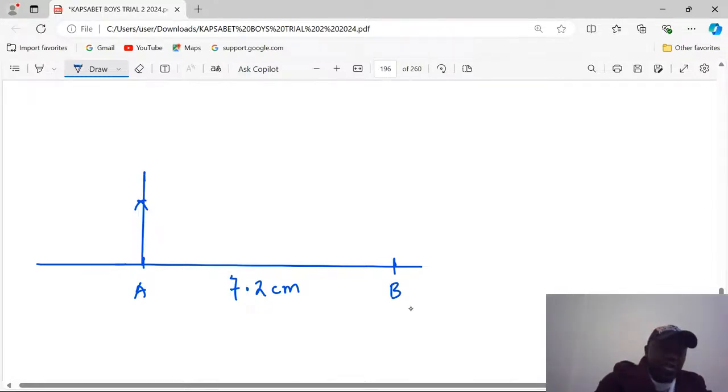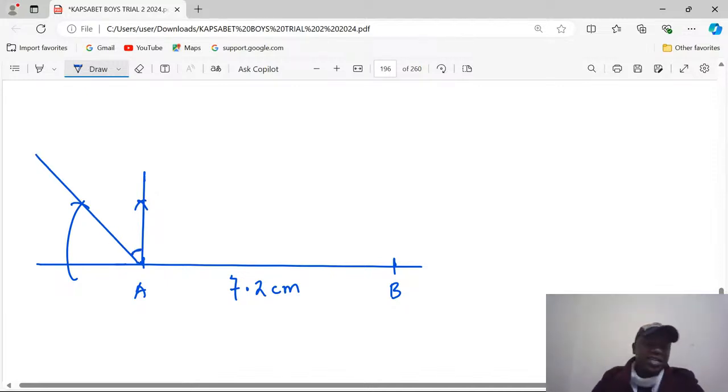Then again, standing on A, I need to construct 60 on this side, such that with 60 at that point, 30 remains at this point now. Between the 60 and 90, there is a 30. Now I bisect this 30, which means 30 will give me 15, 15.